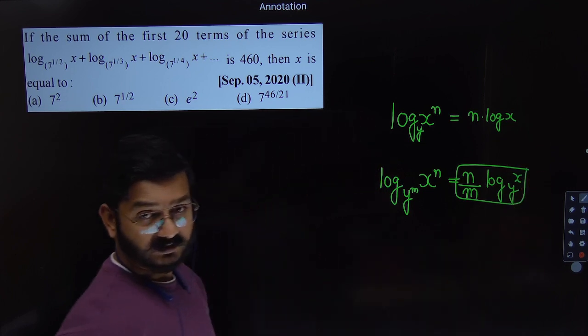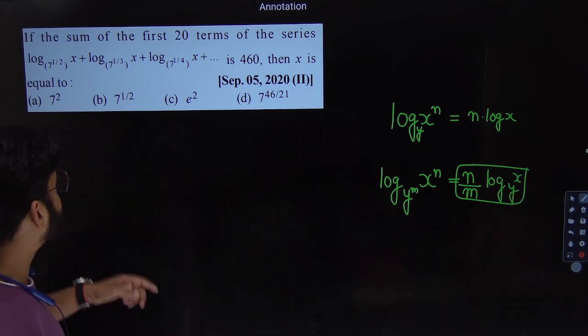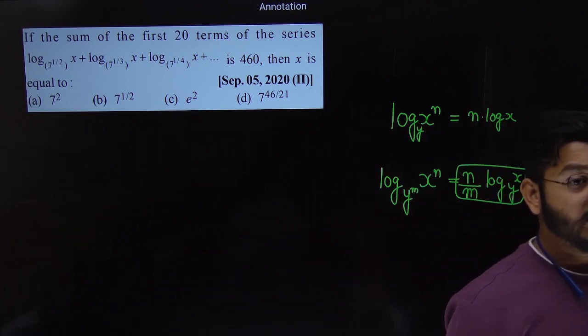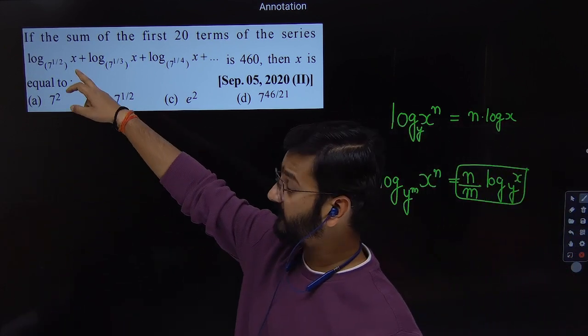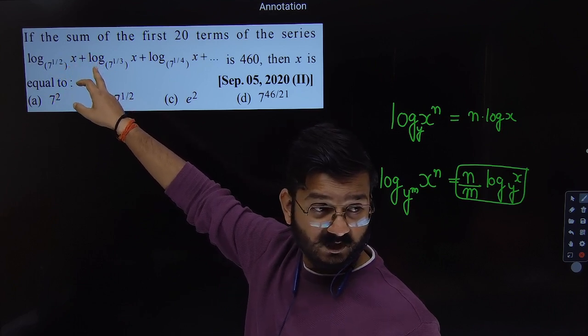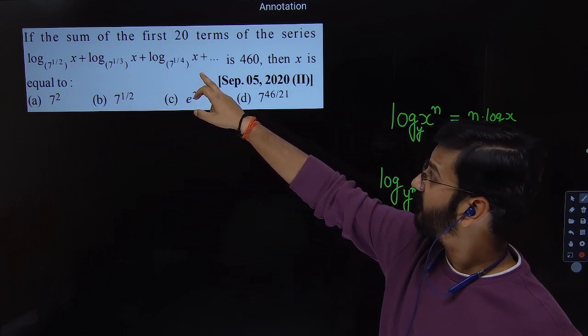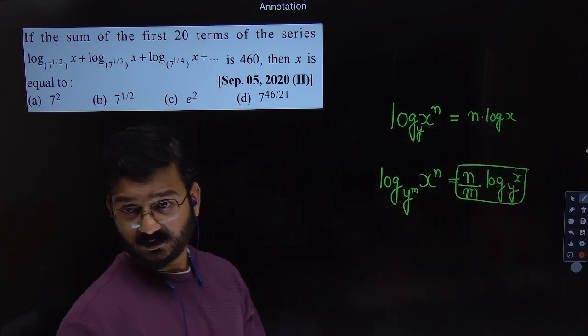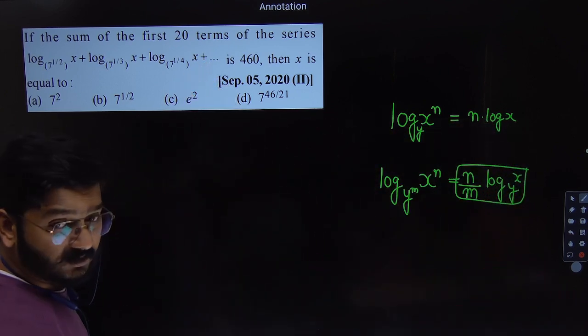Is that clear? Okay. So now when you see, the power of the base will be reciprocated in the front. What is the reciprocal of 1 by 2? 2. So this will become 2 log 7. This becomes 3 log 7. This will become 4 log 7. Did you guys understand the pattern? Okay, so solve it. I think now you can try at least on your own.